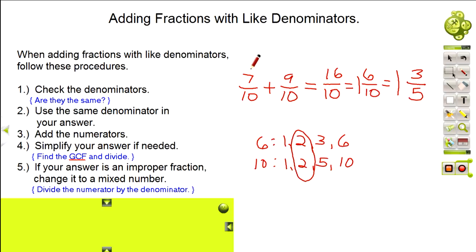So when we add 7 tenths plus 9 tenths, we end up with 16 tenths, an improper fraction. We then change that to a mixed number and we get 1 and 6 tenths. We simplify the fraction 6 tenths into 3/5. Your teacher's now going to give you some more problems for you to do on your own.